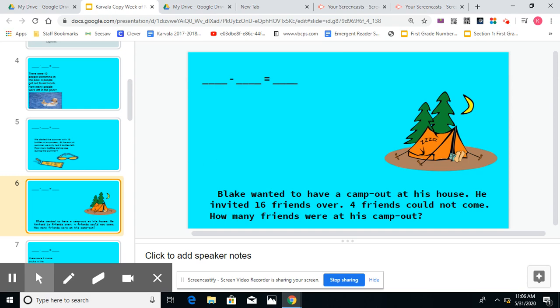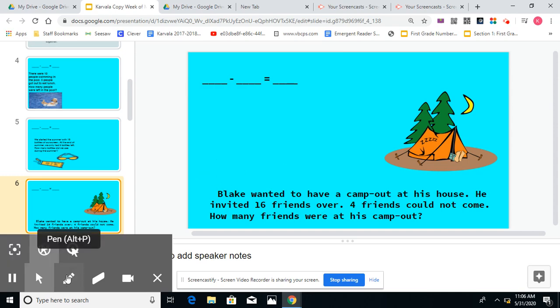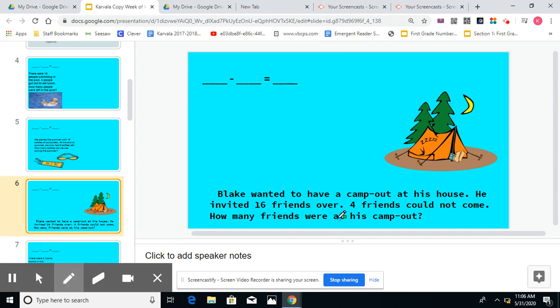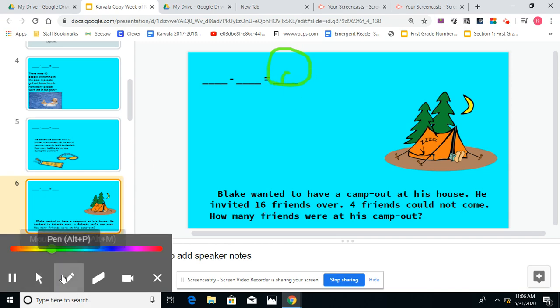Oh boy, this time we're going camping. Let's see. Blake wanted to have a camp out at his house. He invited 16 friends over. 4 friends could not come. How many friends were at his camp out? Okay, so I'm talking myself through it. We're asking how many friends were at his camp out. This is the answer here. So I know that's going to go here. We're looking for that answer right there. All right, let me change my colors.